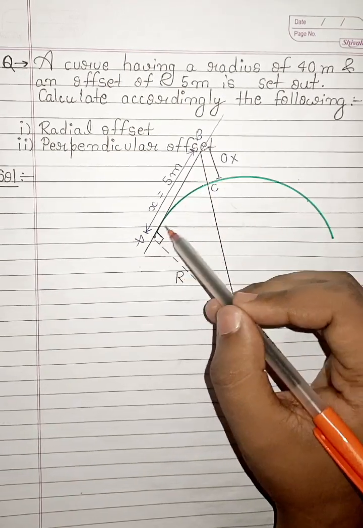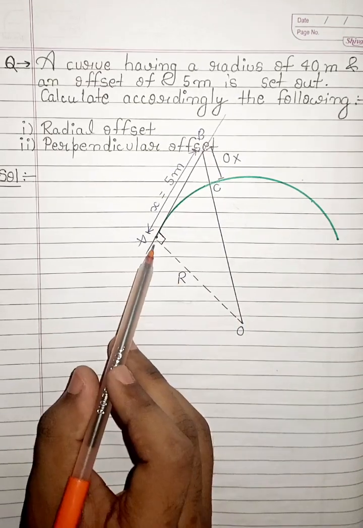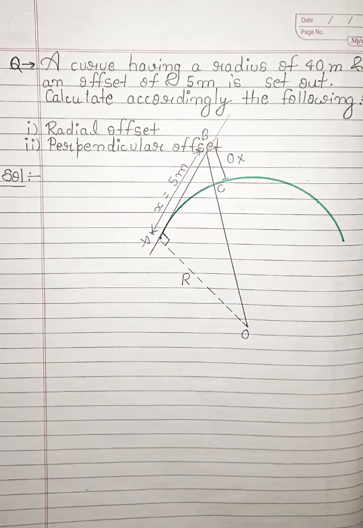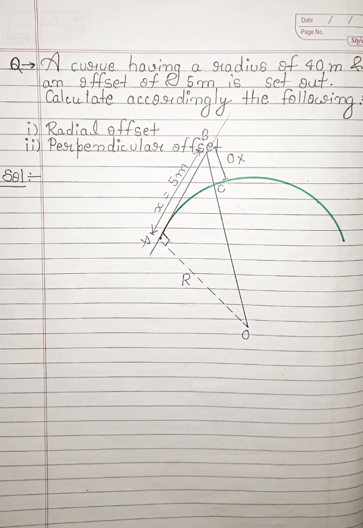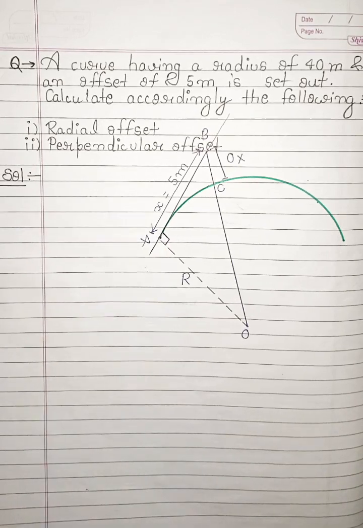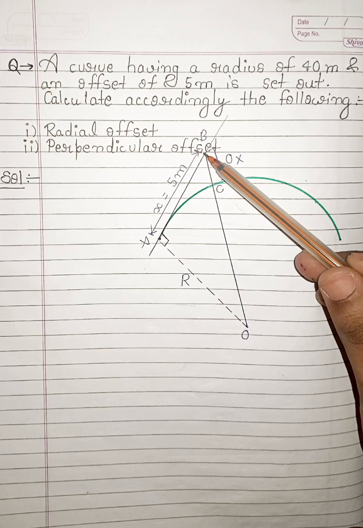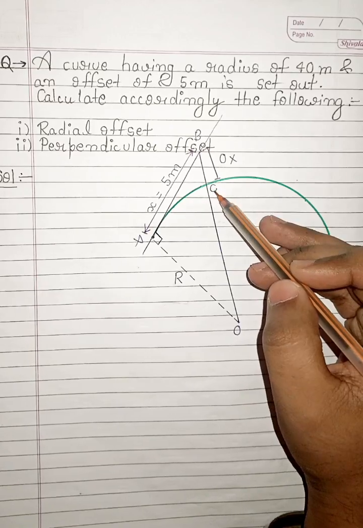If we draw a tangent at this point A of the curve, then OA will represent the radius of the curve. And we also know that if we draw a line towards the tangent of the curve at the point of contact, that line is always perpendicular to that tangent. Here this line is the radius, so OA will be perpendicular to AB. Now this is point B at which the offset is taken out. So we have joined B to O. This is OB. Now we have to calculate the value of BC.